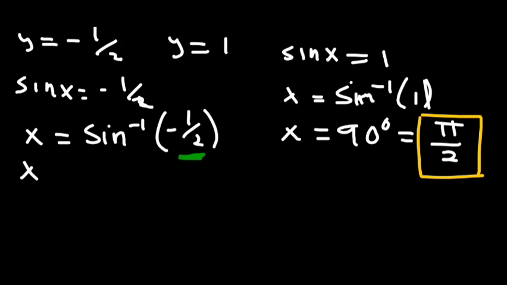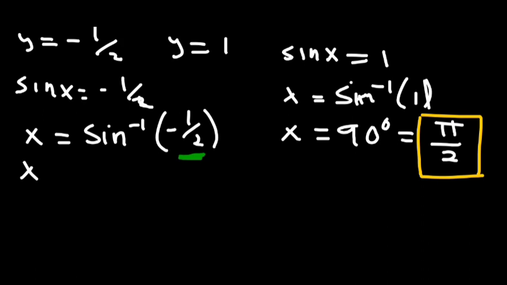So we know that sine of a half is equal to 30 degrees. We also need to understand that sine is positive in the first quadrant and in the second quadrant, but it's negative in the third quadrant and fourth quadrant. So our solutions are lying in the third quadrant and in the fourth quadrant. We know that our difference angle is 30 degrees.